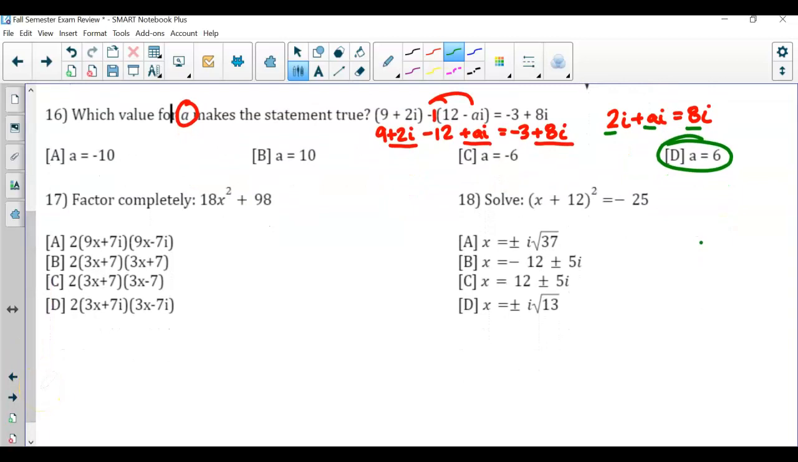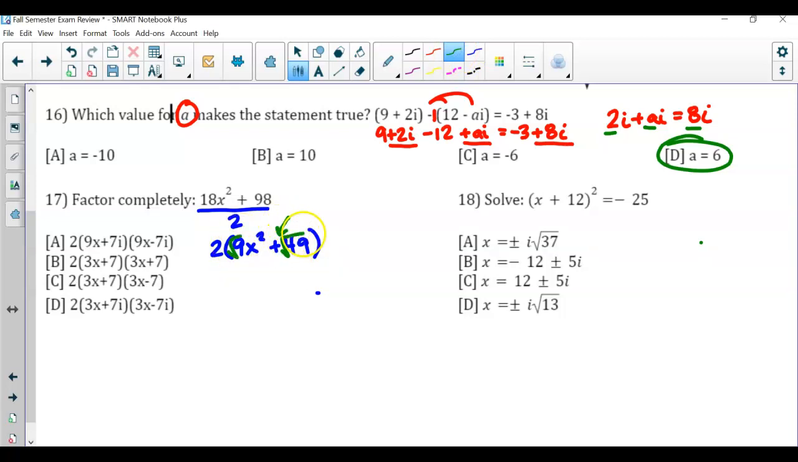Question 17, you're factoring completely. Now, if you're stuck here, notice test taking strategies, how we have a GCF of 2. So I'm going to first take out my GCF of 2. So now I've got 2 times 9x squared, from 18 divided by 2, plus 49.